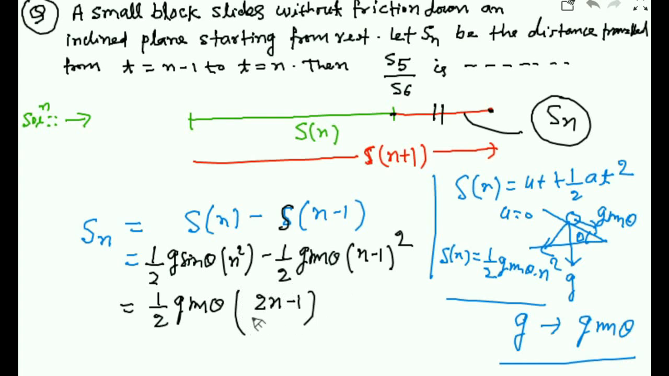So what do we need to find out? S5 by S6. For S5 we have to put n equal to 5. Half g sin theta is common in both, so it will cancel out. For n we put 5: 2 into 5, 10 minus 1, is 9, and for 6, 12 minus 1 is 11. So S5 by S6 will be 9 by 11. Okay.